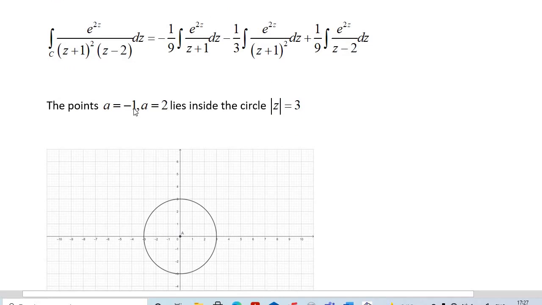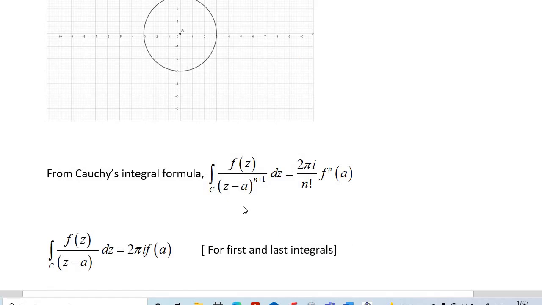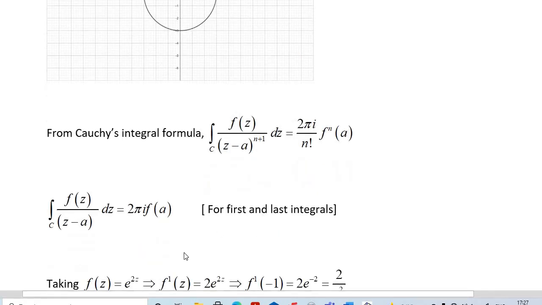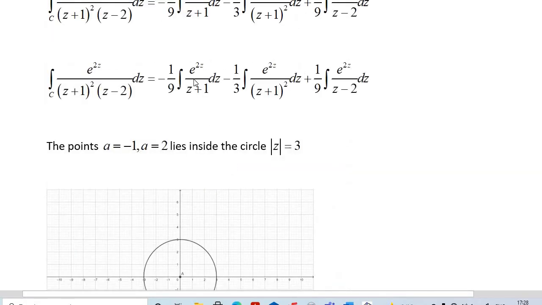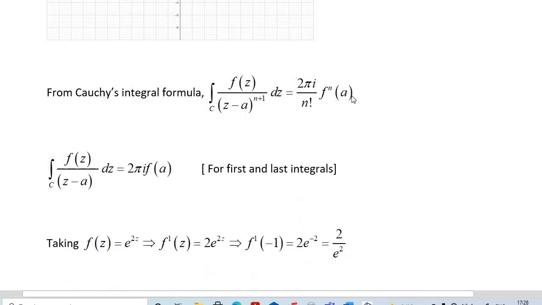Minus 1 means minus 1 comma 0, so this point. A equal to 2 means 2 comma 0, this point. Observe, this point and this point lie inside the circle only. So we can use Cauchy's integral formula. This is our Cauchy's integral formula. By substituting n equal to 0, here n is 0, here also n is 0, then this Cauchy's integral formula becomes like this.